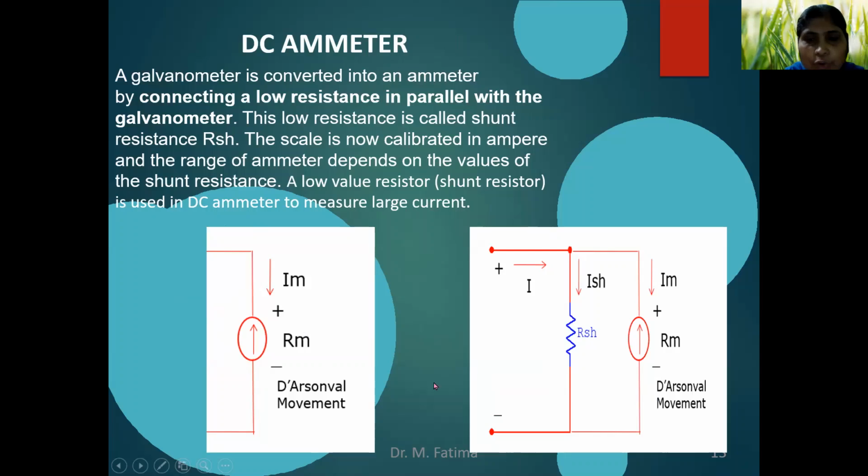this galvanometer. As shown here, you can see this is the galvanometer and a shunt resistance is connected in parallel with this meter. This low resistance is called shunt resistance, denoted by RSH. The scale is now calibrated in amperes, and the range of the ammeter depends on the value of the shunt resistance. A low value of shunt resistance is used in a DC ammeter to measure the large current.